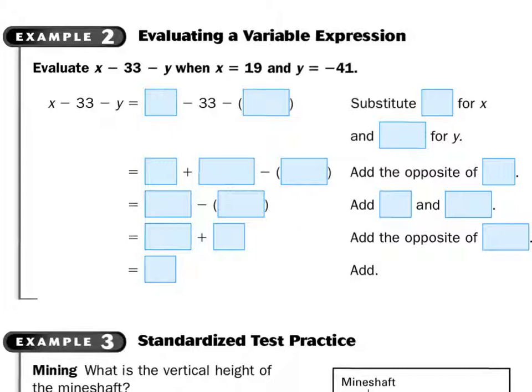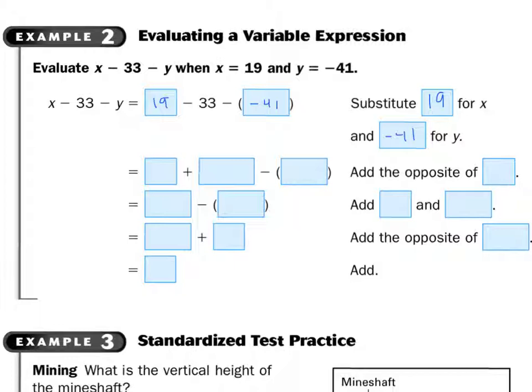In example 2, we're going to continue to subtract, but now we're going to evaluate a variable expression, so we'll have to substitute numbers in for the variables x and y. Our original problem is x minus 33 minus y, when x equals 19 and y equals negative 41. So we substitute 19 for x and a negative 41 for y. So our problem is going to be 19 minus 33 minus negative 41.